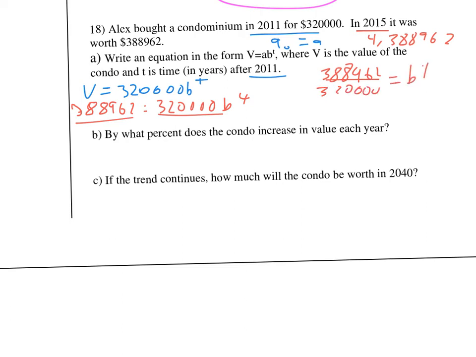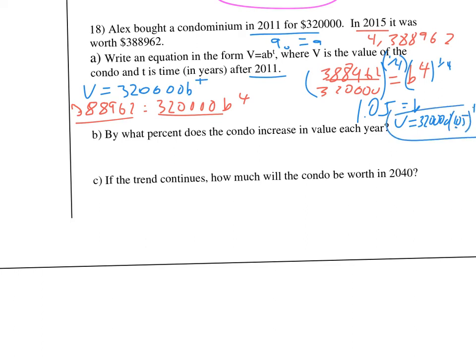So now we will raise both of those to the 1/4 power, or do the 4th root, same thing. And I'll go ahead and do that in the calculator to find out what b is. So we got 388,962 divided by 320,000, and then to the power of parentheses 1/4, and that's going to give me 1.05. And so I would say V equals 320,000 times 1.05 to the power of T.